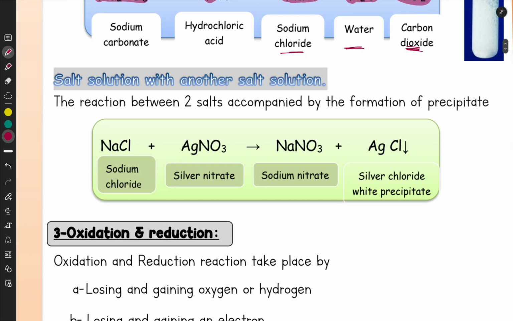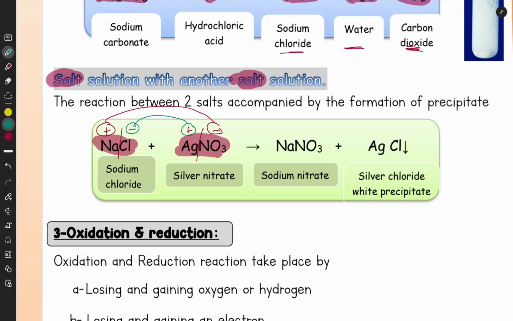Salt solution with another salt solution. The third type is a salt solution with another salt solution. Like NaCl, of course, it's a salt, and AgNO3, silver nitrate, it's a salt. What will happen? Divide each into two parts. The first part is positive, the second part is negative. The positive one here will get the negative one there, and the negative one here will get the positive one there. But be sure that the positive one is written first.